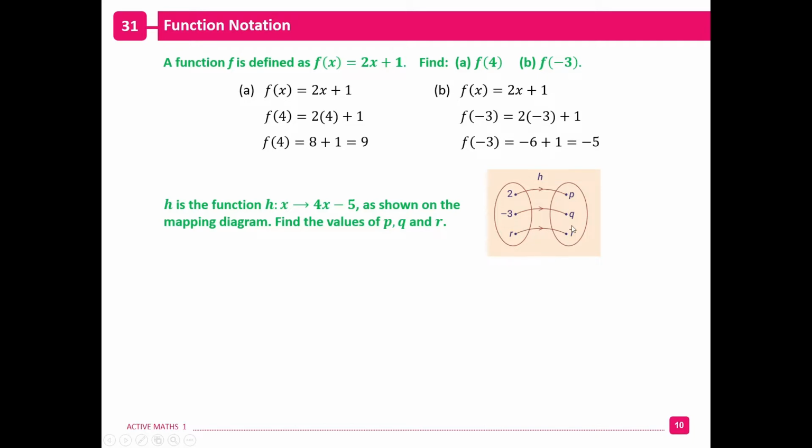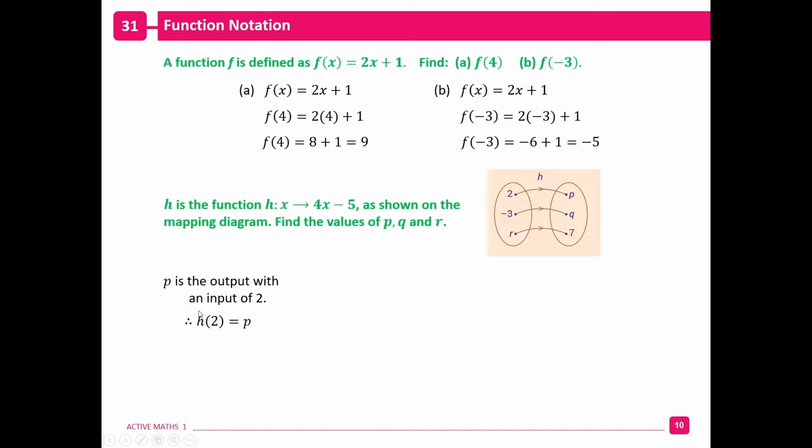Now you'll see that there are some letters appearing, and the letters are for us to work out what those numbers actually should be. So let's have a look at the input number 2. Instead of having x in our function's rule, we know that the input is 2, so x is 2. And we know that we have to multiply the input by 4.